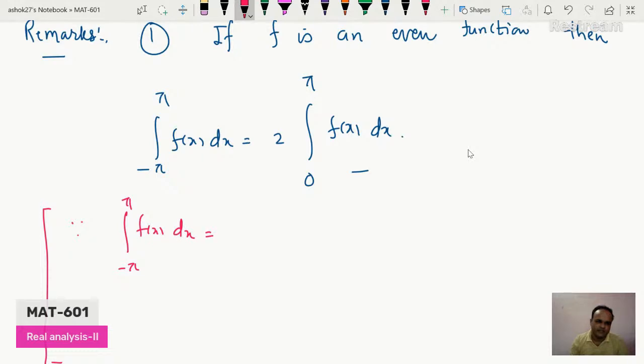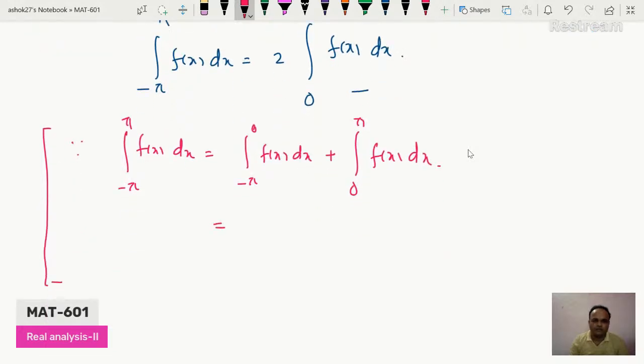You can write it as integration from minus pi to 0 of f(x) dx plus integration from 0 to pi of f(x) dx. So here you can replace this integration. Here you have to put, suppose, x equal to minus y. If you put x equal to minus y, then what happens? If x equals minus pi, then y will be pi. And what will be the resulting integration?